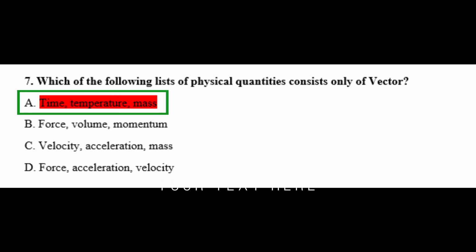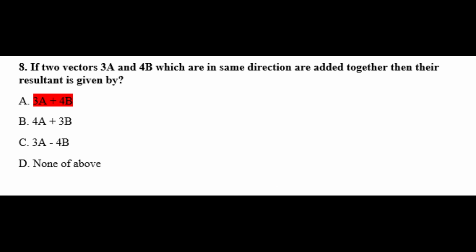Time, temperature, mass. Question number 8. If two vectors 3a and 4b, which are in the same direction, are added together, then the resultant is given by A. 3a plus 4b, B. 4a plus 3b, C. 3a minus 4b, D. None of the above. The correct answer is A. 3a plus 4b.